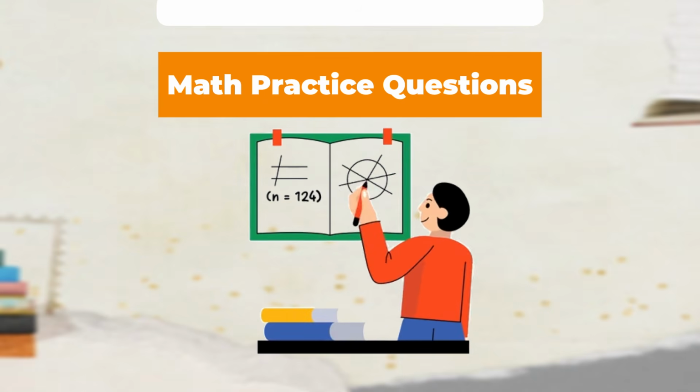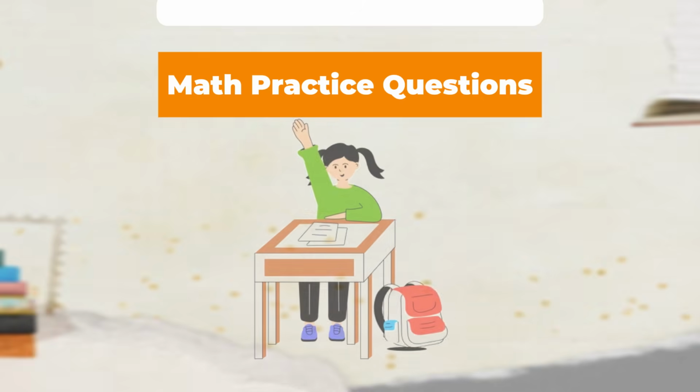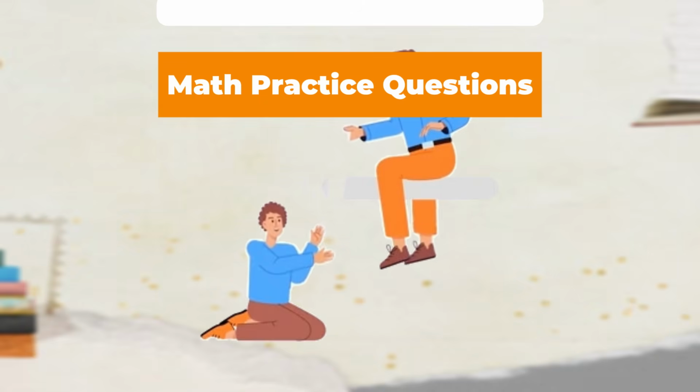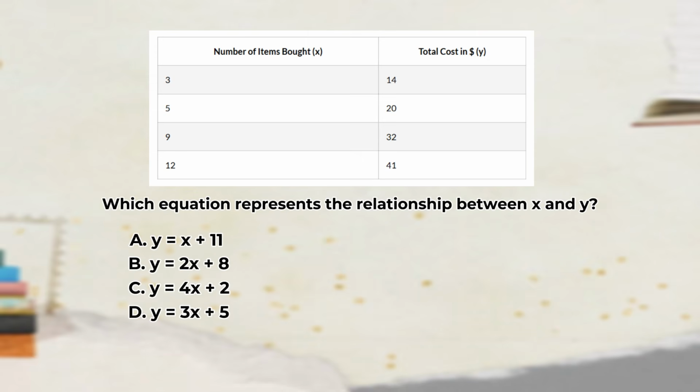The math section includes operations and algebraic thinking, number systems, geometry, statistics, probability, and more topics. Let's begin with a table and equation question. This question asks us to find the equation that matches the relationship between x, the number of items bought, and y, the total cost. A good way to solve it is to test the answer choices using the table. Pause the video and try it first. The correct answer is D.